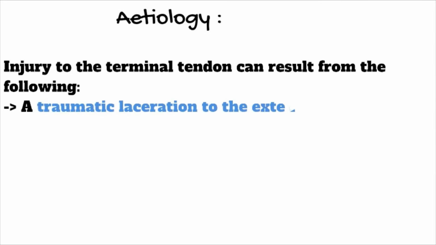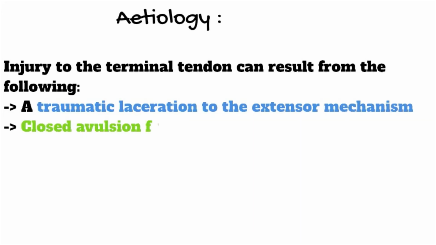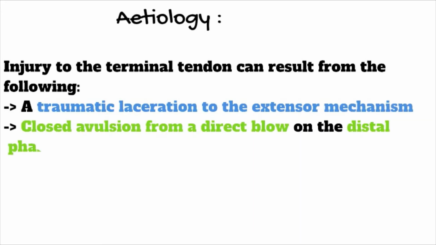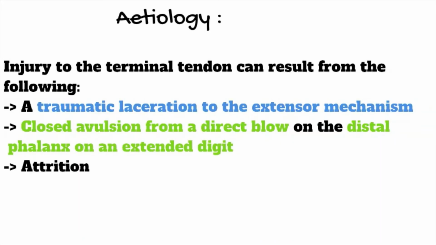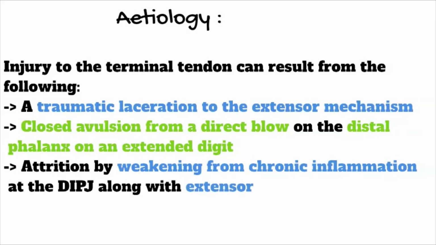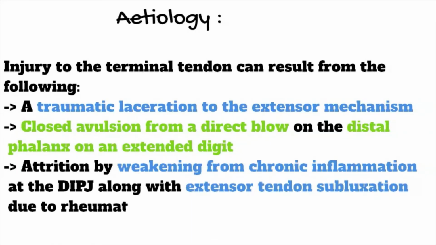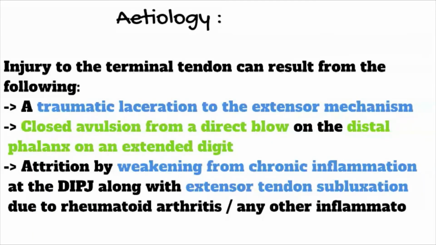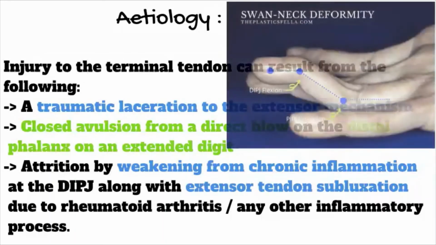Injury to the terminal tendon can result from the following: a traumatic laceration to the extensor mechanism, a closed avulsion from a direct blow on the distal phalanx on the extended digit, or attrition by weakening from chronic inflammation at the distal interphalangeal joint (DIPJ) along with extensor tendon subluxation due to rheumatoid arthritis or any other inflammatory process.